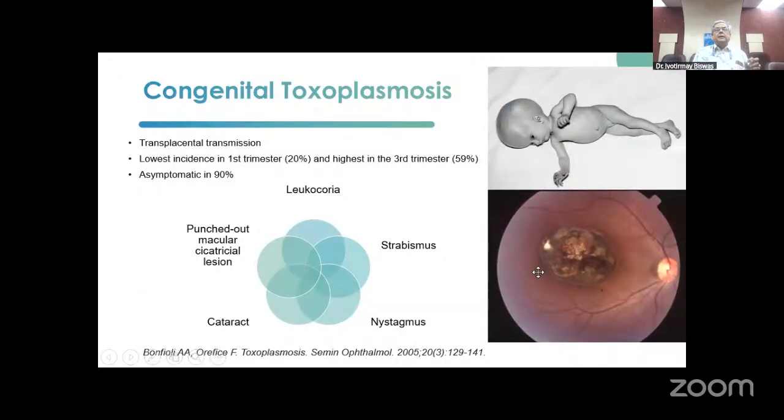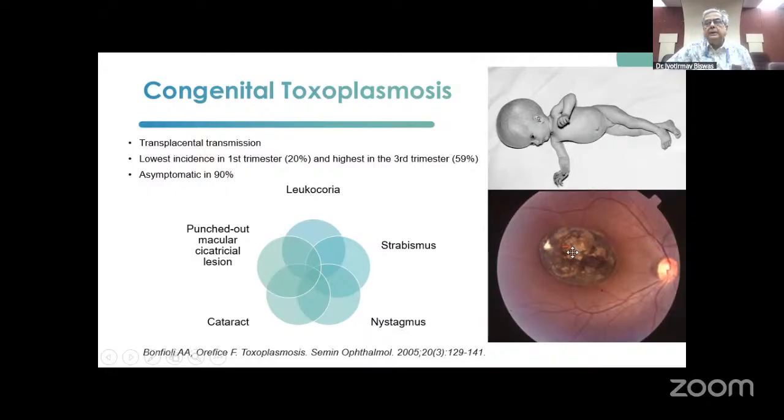Talking about congenital toxoplasmosis, we are not seeing that many nowadays because of vaccination and immunization. Transplacental transmission is one of the reasons for getting toxoplasma. The lowest incidence is in the first trimester and the highest incidence in the third trimester. It is asymptomatic in 90% of patients, and we get a punched out retinochoroiditis or chorioretinitis.